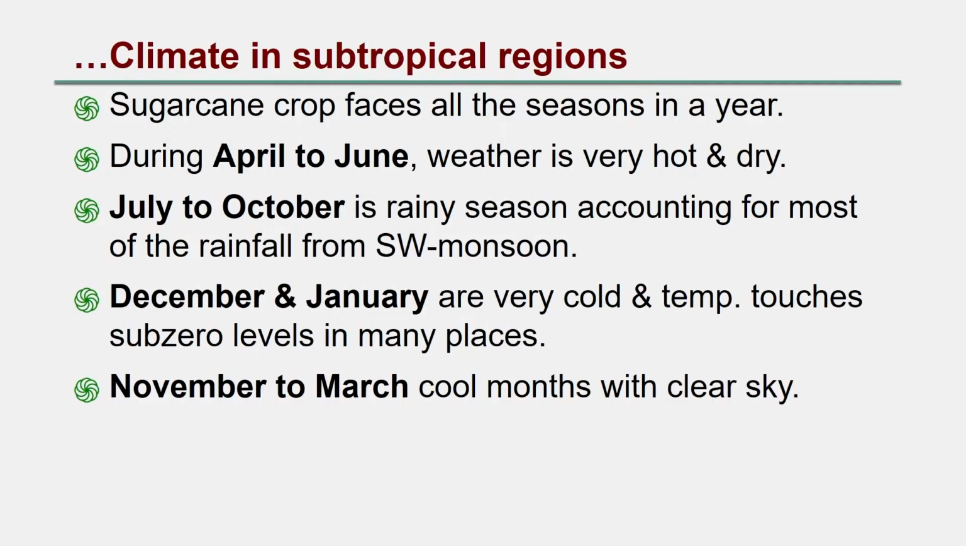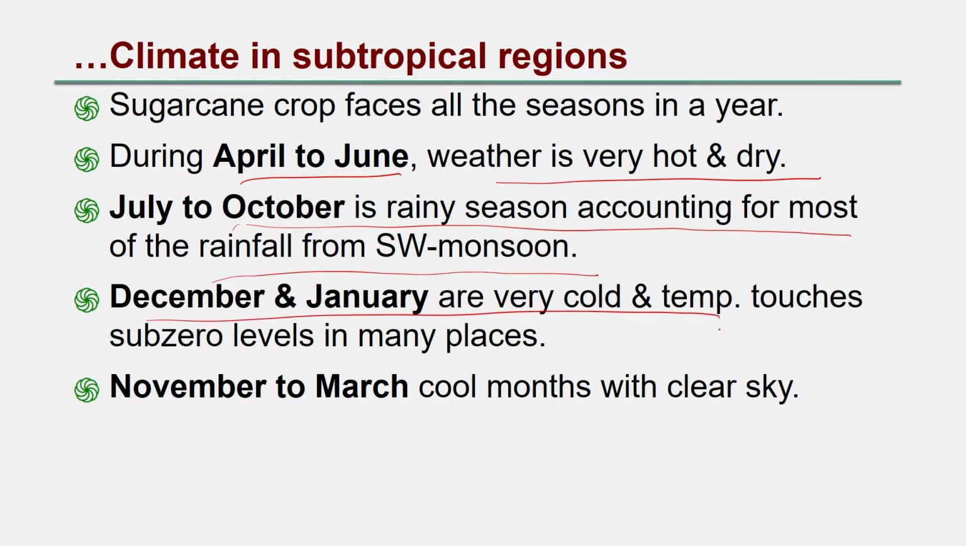Sugarcane crop faces all three seasons in a year in this belt. During April to June, weather is very hot and dry. July to October is rainy season, accounting for most of the rainfall from southwest monsoon in subtropical area. December and January are very cold, and temperature touches sub-zero levels in many places. So November to March, cool months with clear sky.